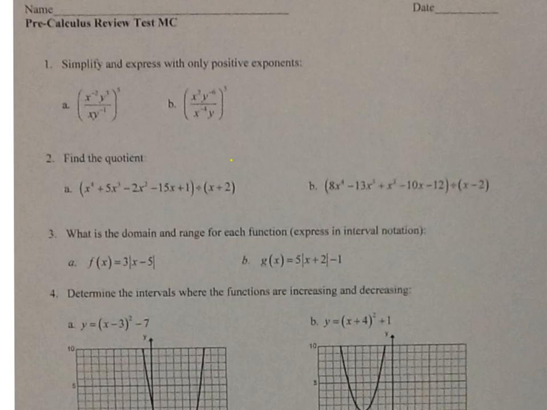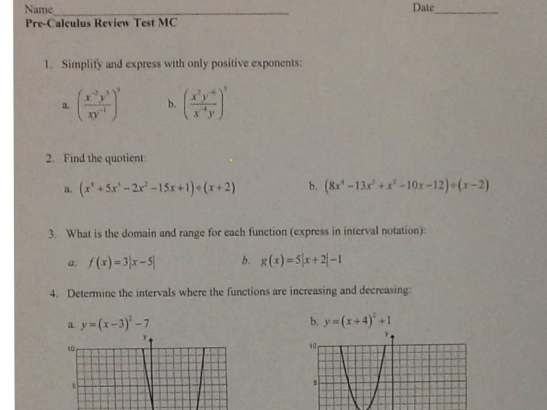Okay, so this is the review for your multiple choice test. All right, so let's take a look at number 1. It says to simplify and express with only positive exponents. Notice I have this whole fraction raised to the power of 5. So remember, when we have a power to a power, everything inside the parentheses is going to be raised to that power. So we're going to multiply everything by 5, because power to a power, we multiply.